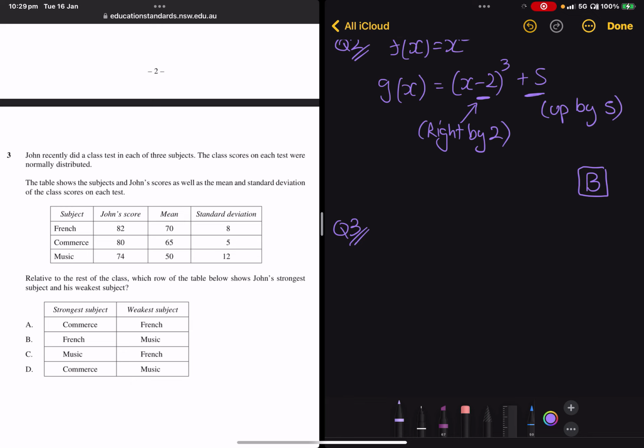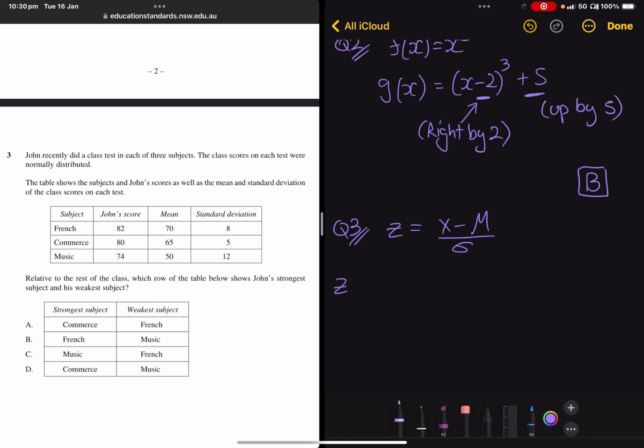Now we can use a specific formula to do Z scores. The Z score formula is z is equal to x minus mean over standard deviation. So here, we can just calculate all of the z-scores.